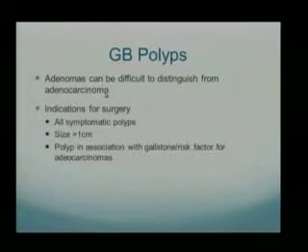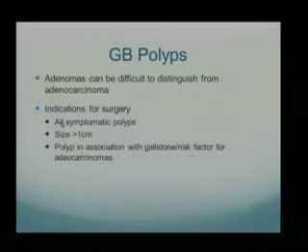So adenomas, on the other hand, can be difficult to distinguish from adenocarcinoma. And the gist of it is, when do you operate for gallbladder polyps? So the three clear indications. One is all symptomatic polyps. A patient comes to you with right upper quadrant pain, ultrasound, they don't see gallstones, but they see some polyps, and the patient is having pain. So that's one indication.